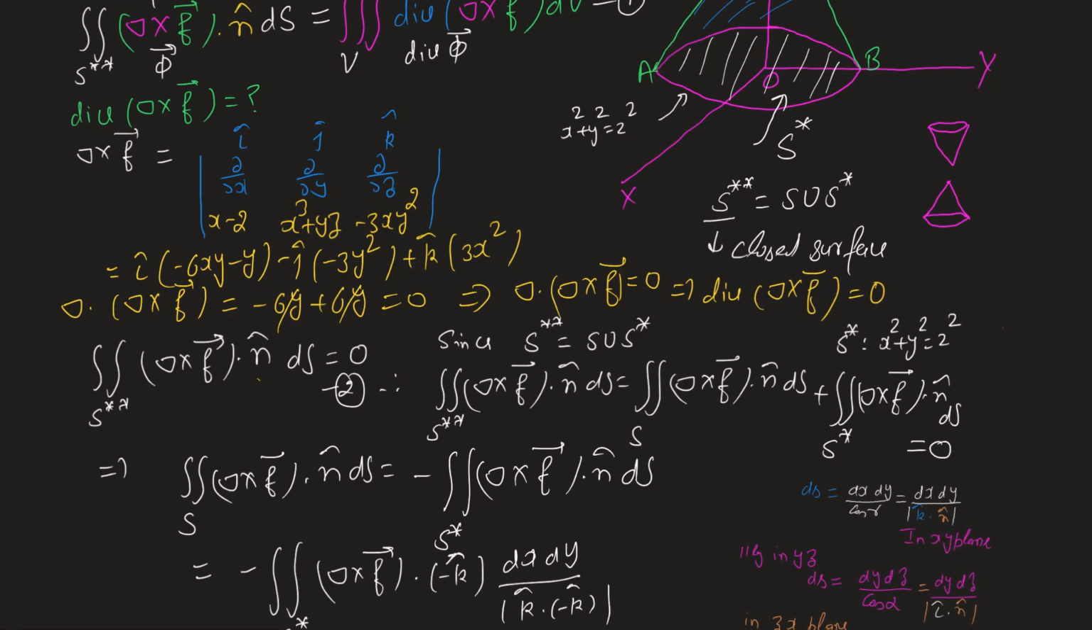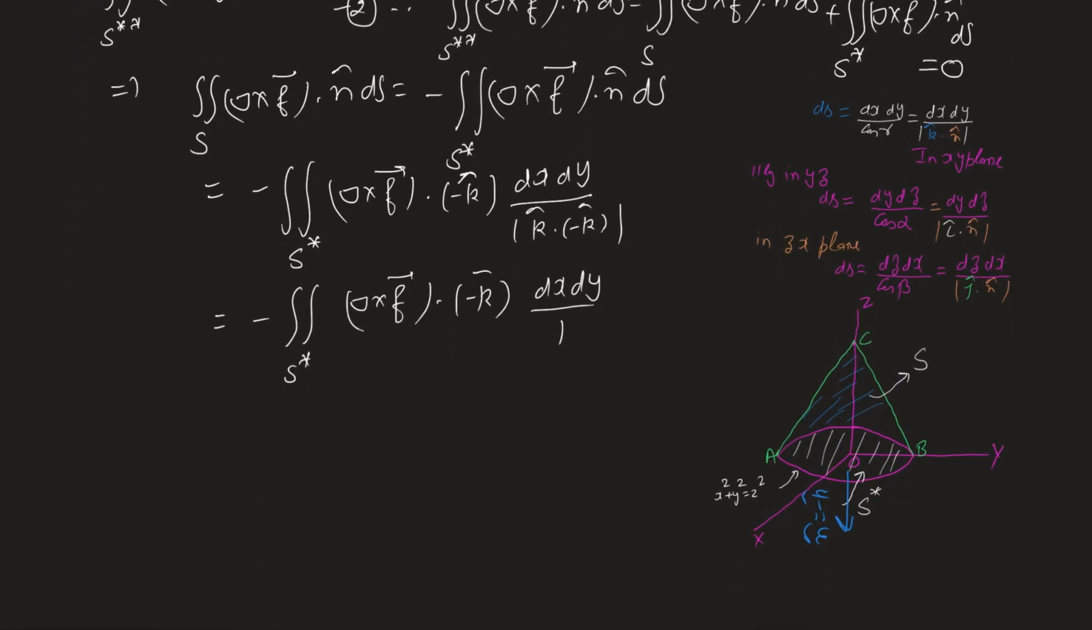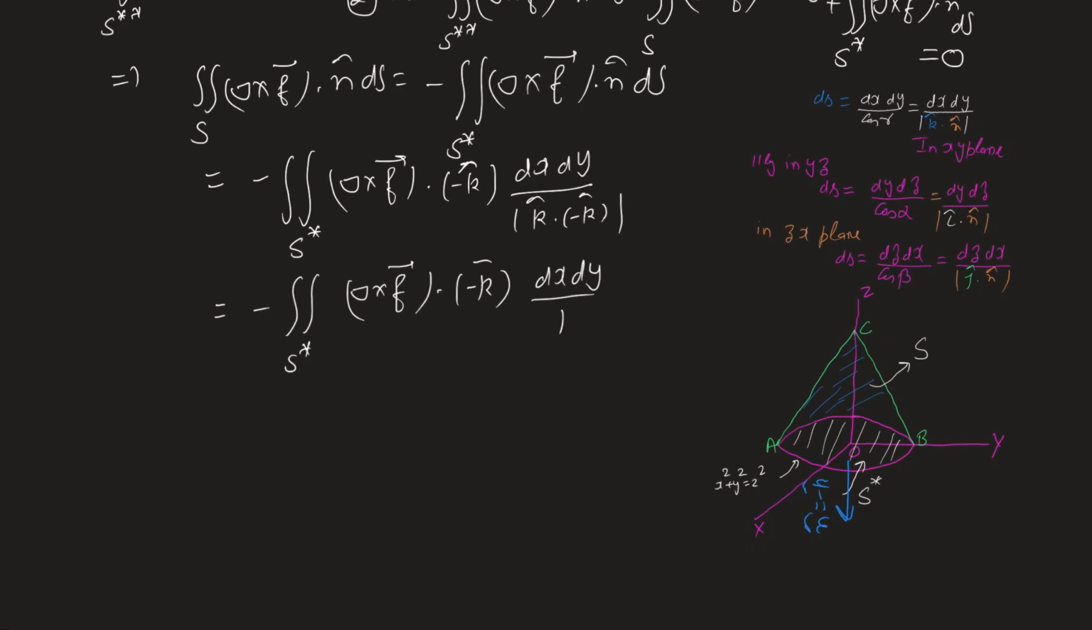So I will write it over here: it will be minus, over S star, minus 3x square dx dy. This minus minus will be plus, so it will be equal to the integral over S star of 3x square dx dy.